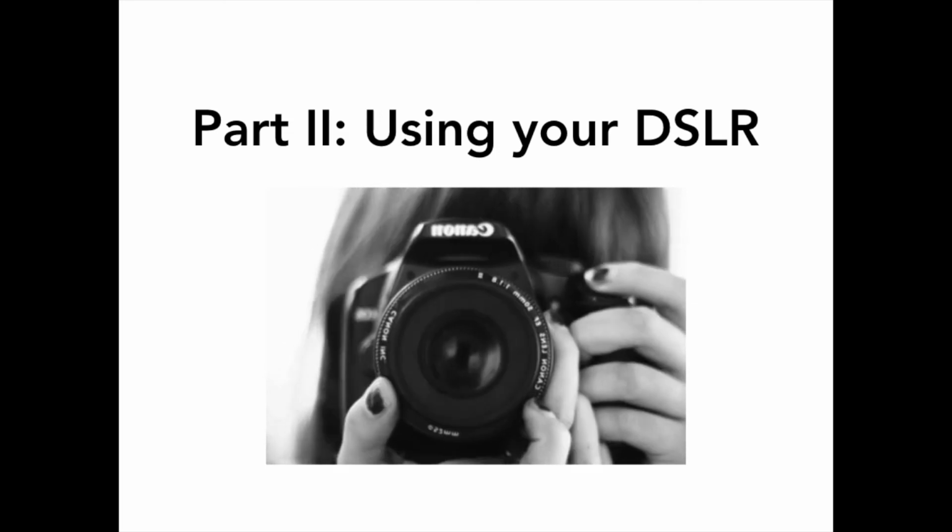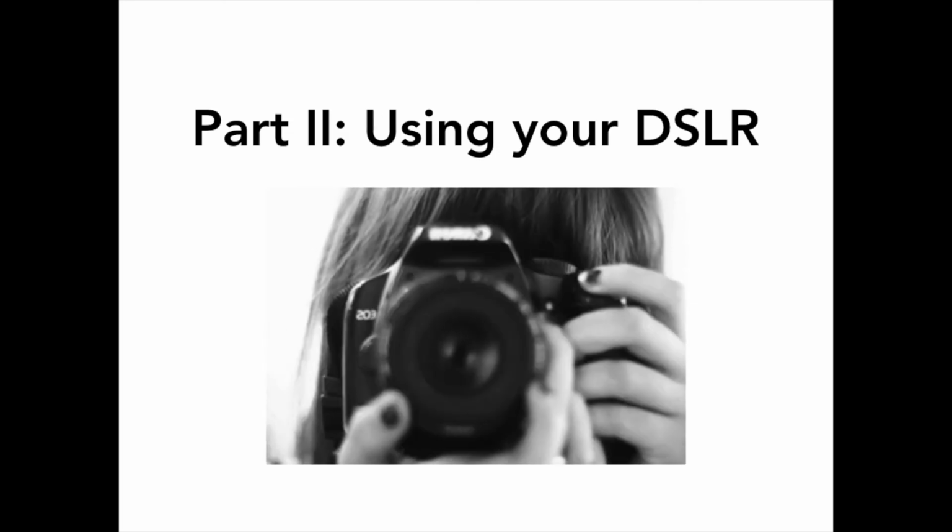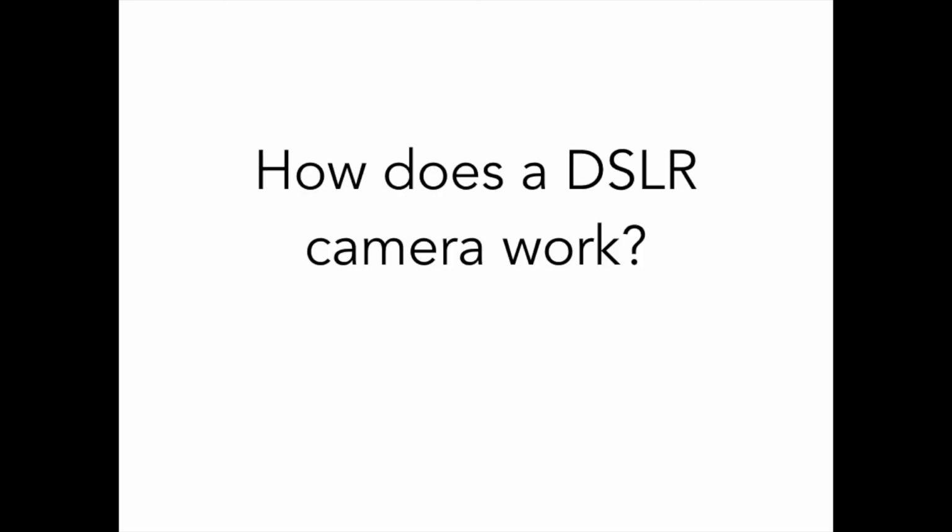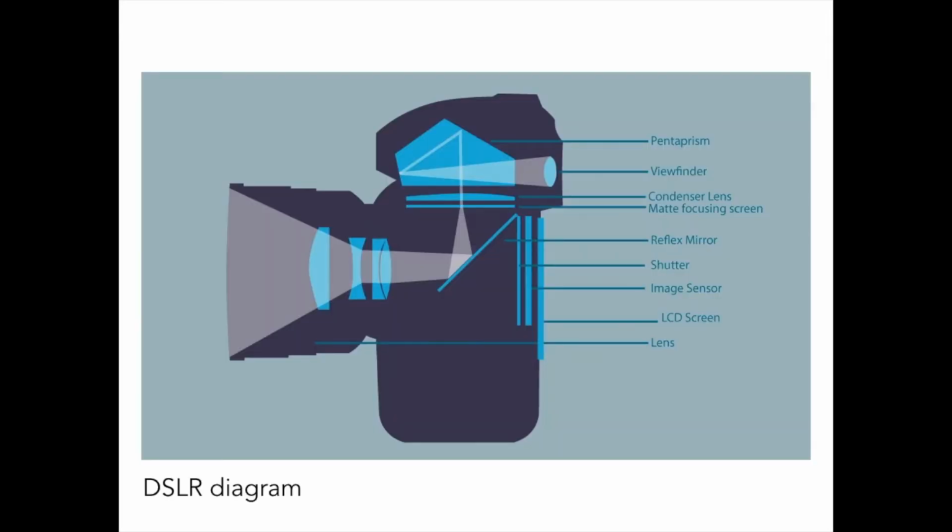Part 2. Using your DSLR. How does a DSLR camera work? Here in this diagram, you'll see what's effectively a camera chopped in half so that you can see inside of it. Over on the left, you'll see the lens, and you'll see light coming in through the lens.